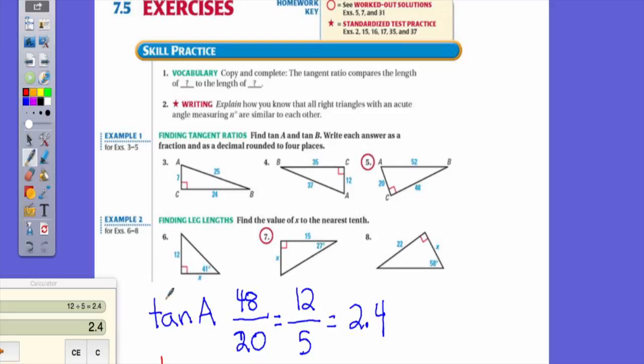Then I'm going to also do the tangent of B. So now the opposite is 20 and the adjacent is 48. So that simplifies to 5 over 12.